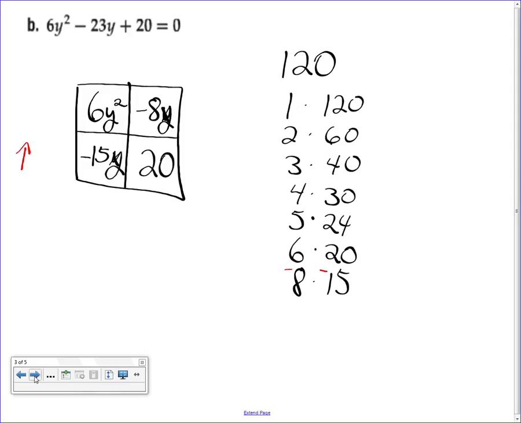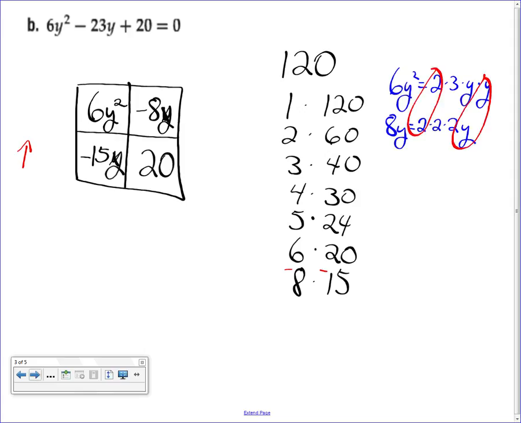Okay, so we need a common factor of 6y squared and 8y. Now, 6y squared is 2 times 3 times y times y. And 8y is 2 times 2 times 2 times y. Our greatest common factor of these two numbers, they share a 2 and they share a y. So our greatest common factor is 2y. So that's the number that will go out to this side, 2y.